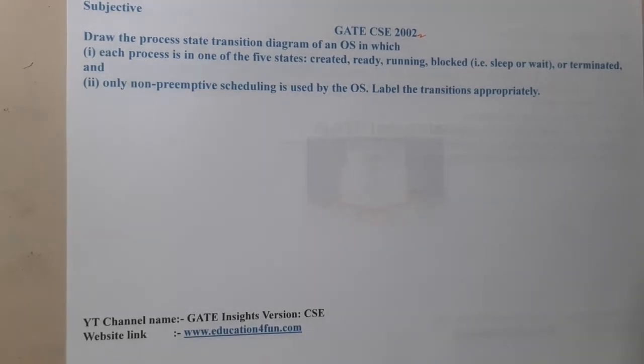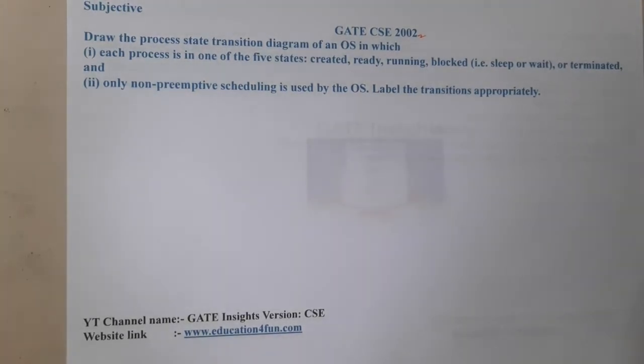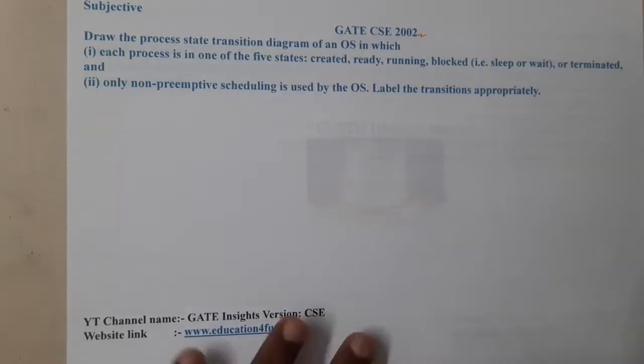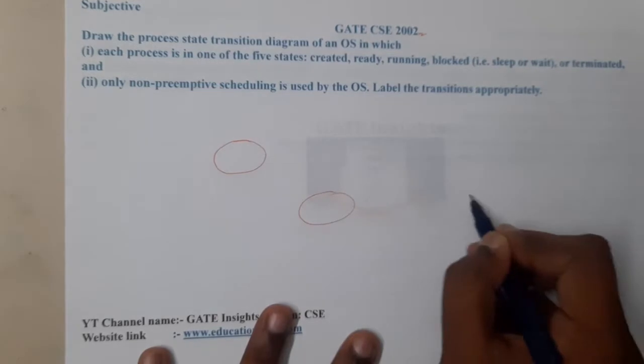Yes. So they are saying each process is in one of the five states. They are asking for that mini diagram, right? So let me draw the structure. I think everyone remembers it, right?